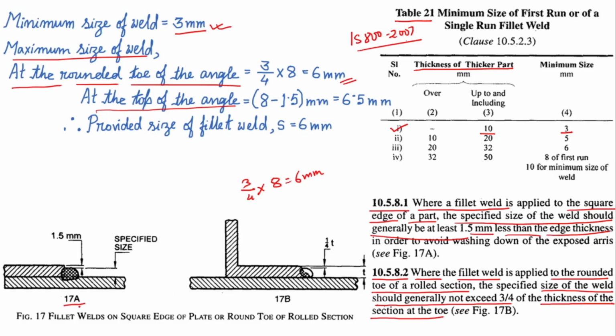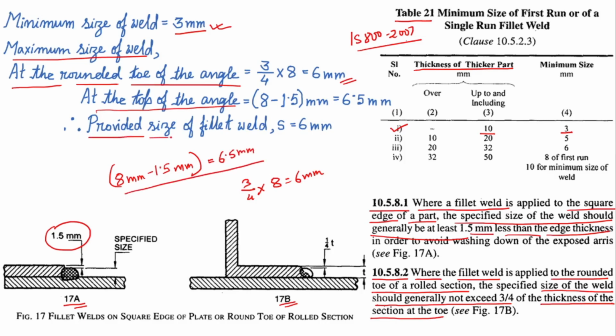So in this case it is shown 17B for the rounded toe of the roll section and 17A for the square edge of a part. So minimum I have to leave 1.5 mm to have the maximum size of the weld. So the size of our angle is 8 mm. So I have to leave 1.5 mm to have maximum size of the weld. So maximum size of the weld at the top of the angle is 6.5 mm.